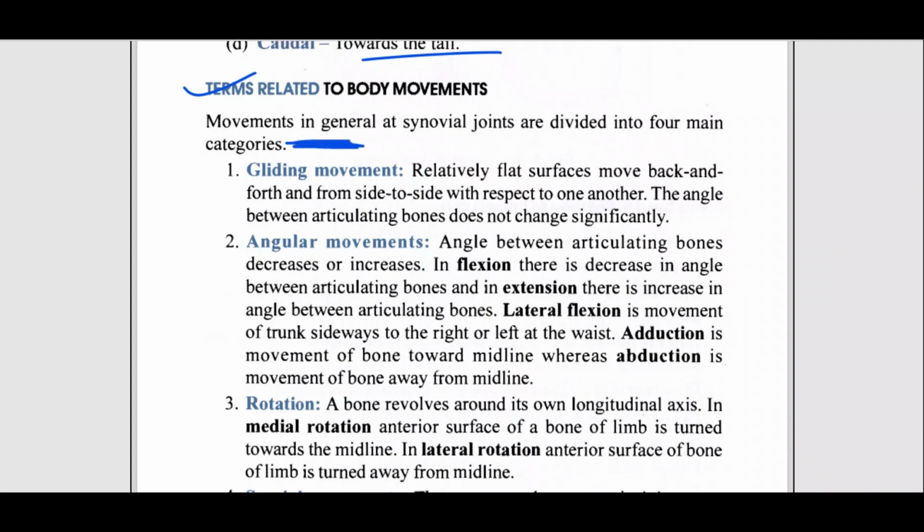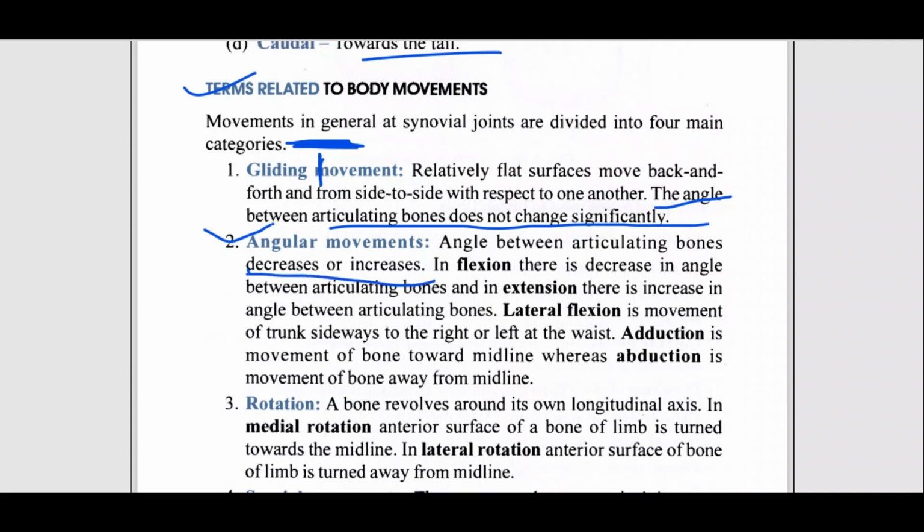Now, if I say back and forth movement, this is your gliding movement, और यहाँ पे angle between the articulating bones does not change significantly. This is the important point. ये back and forth movement है of flat surfaces और यहाँ पे articulating bones का जो angle है that does not change. Second one is your angular movement.